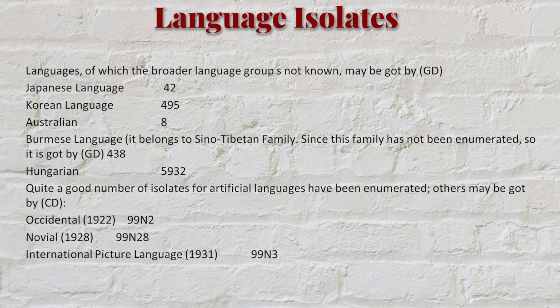Next, quite a good number of isolates for artificial languages have been enumerated, others may be got by chronological device. We know in the notation 99, we have the notation for artificial language. If not enumerated in the schedule, we have to get those by applying chronological device. For example, we can form the international picture language, the notation for it will be 99N3, as it was first formed in 1931. So, by chronological device, it can be formed.